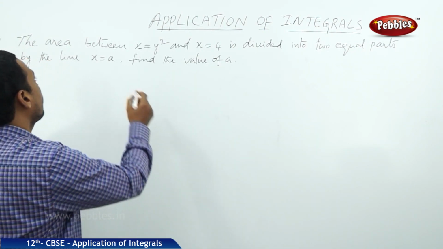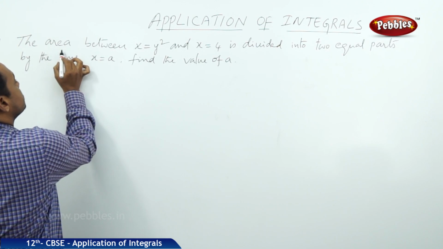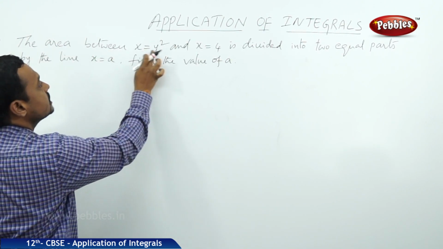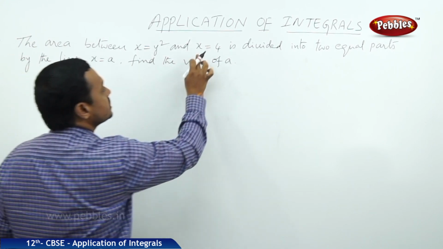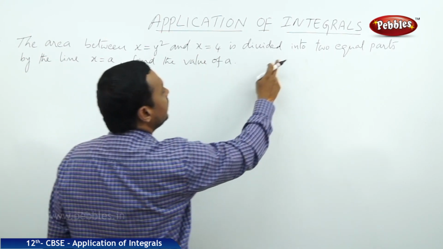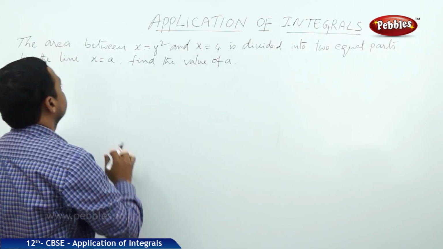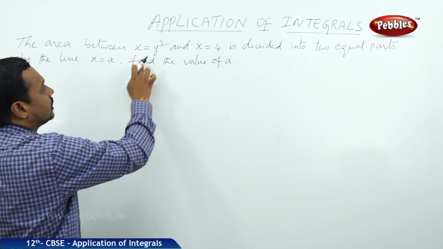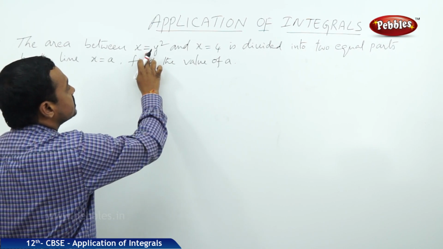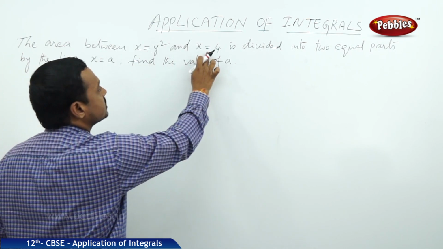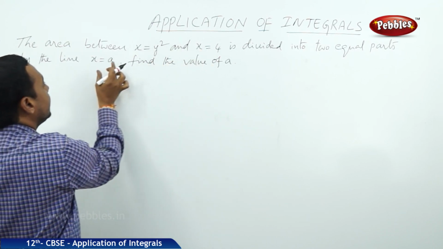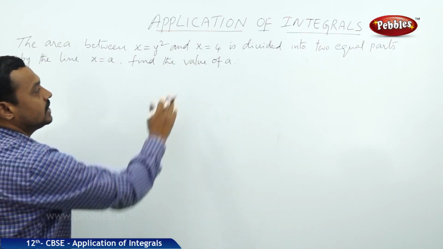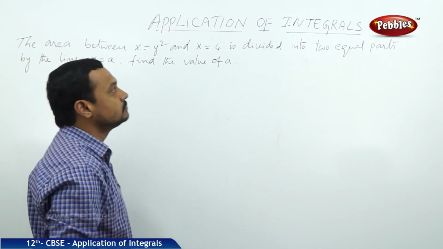There is one more problem here. It is something different problem. The area between x is equal to y square and x is equal to 4 is divided into two equal parts by the line x is equal to a. The area bounded by this curve x is equal to y square and x is equal to 4 is divided by this line x is equal to a into two equal parts. Then what is the value of a?